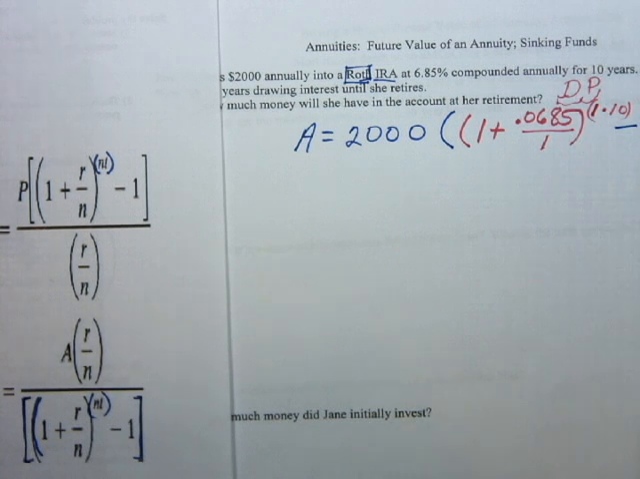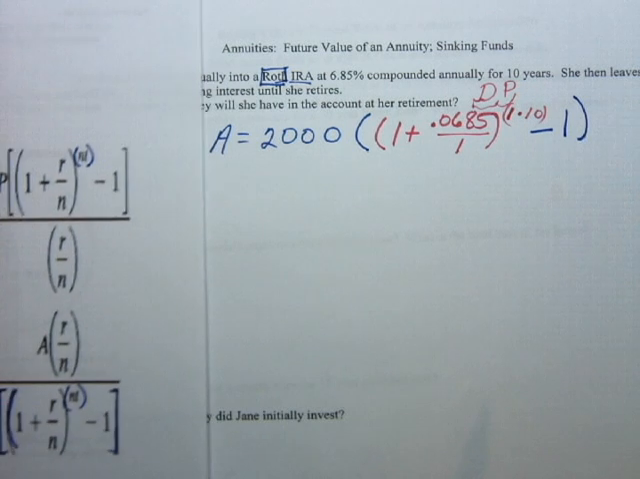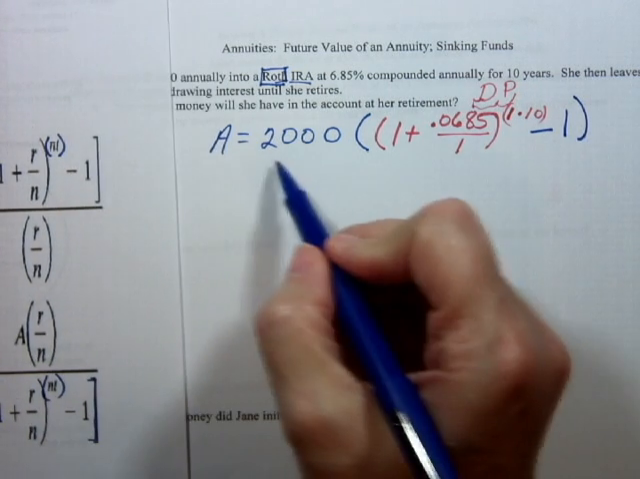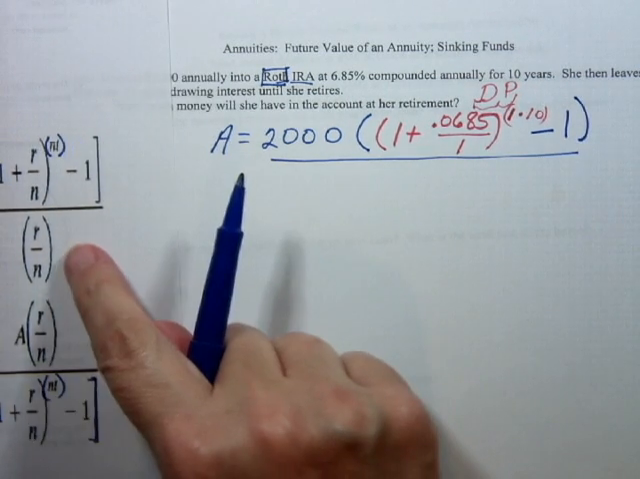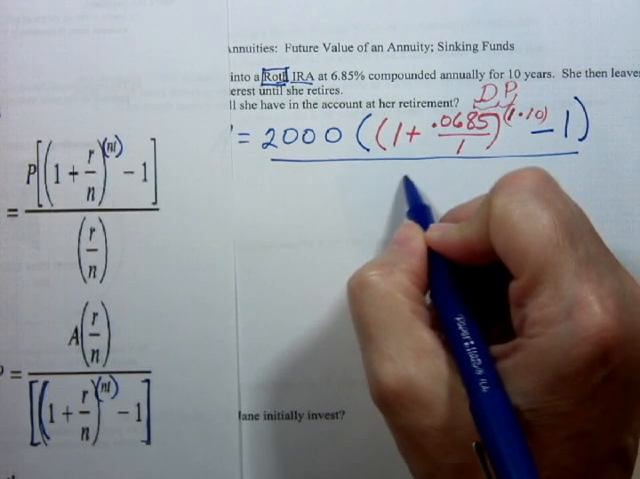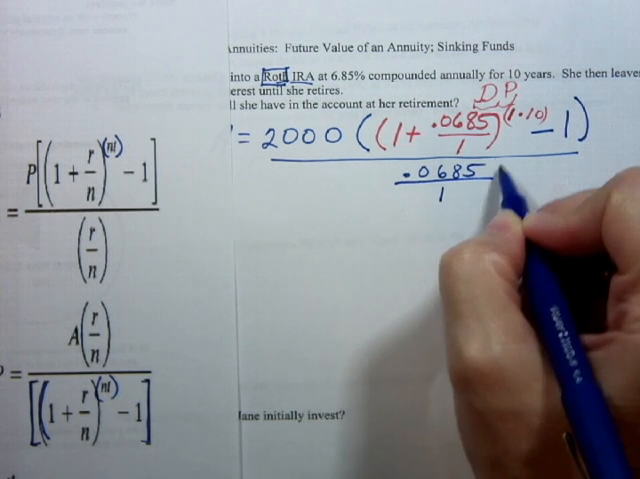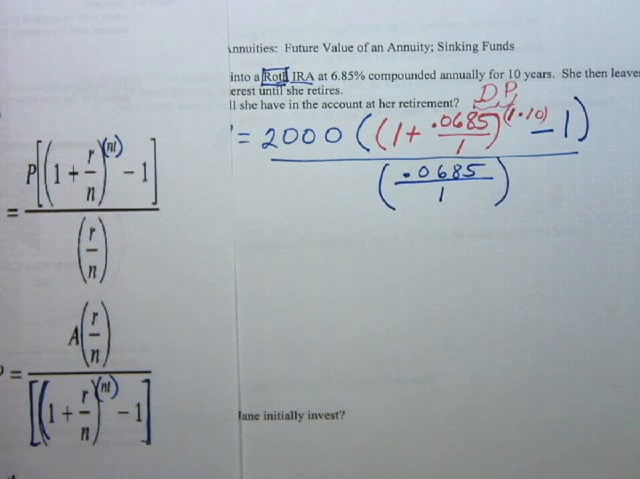End parentheses. Ooh, you can't see. Okay, there we go. Now that will all be divided by, I'm still looking at this annuity formula, rate 0.0685 divided by N. I need parentheses.